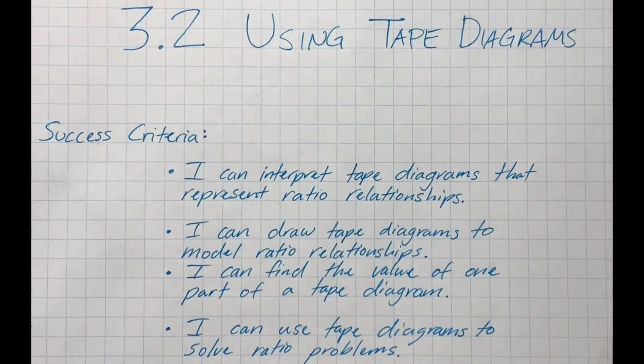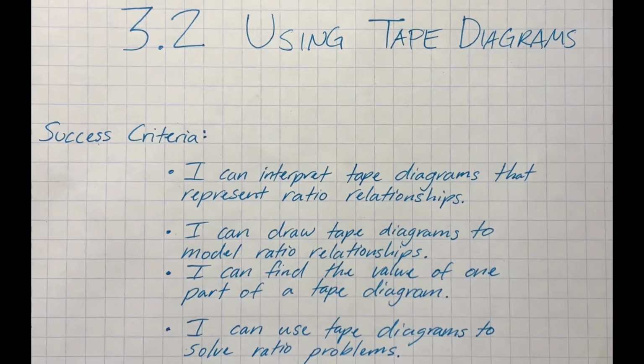Alright, so with 3.2, we're going to be using tape diagrams, and your success criteria is that by the end of this lesson, you will be able to interpret tape diagrams that represent ratio relationships. You're also going to be able to draw tape diagrams to model ratio relationships. Now, when we say model, we mean draw out a sketch of a ratio relationship.